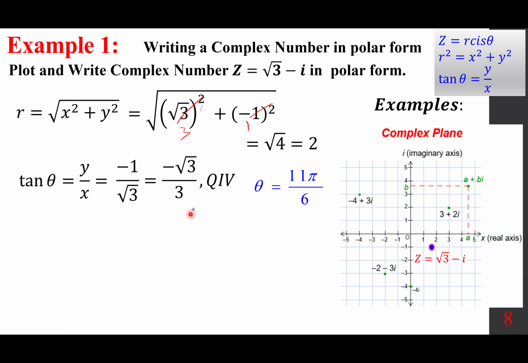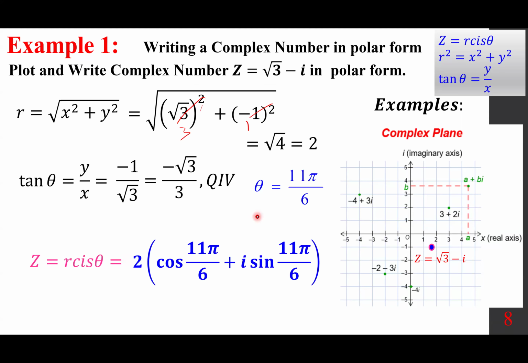So z equals r cis theta. r is 2, cosine of 11 pi over 6 plus i sine of 11 pi over 6. And that can be put in a simplified version, r cis theta, 2 cis 11 pi over 6. Both of them mean the same thing. I want to emphasize this is a shorthand notation for that.